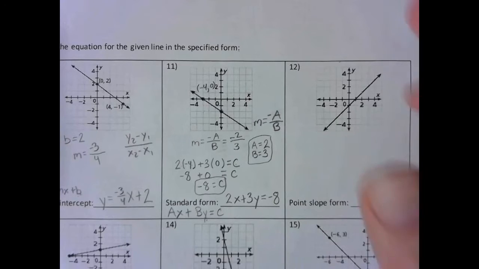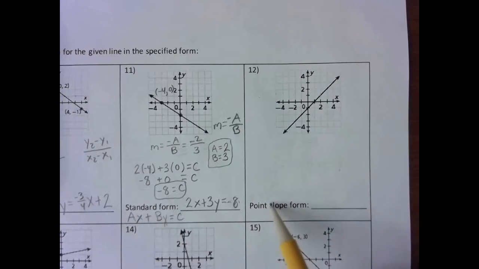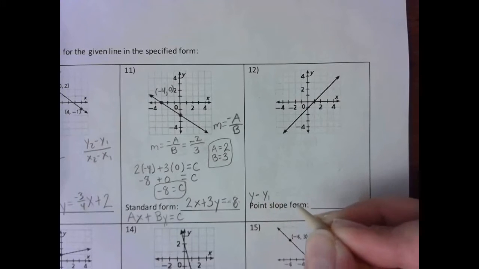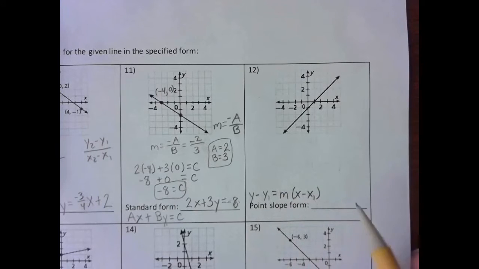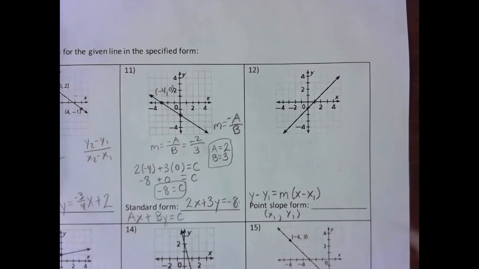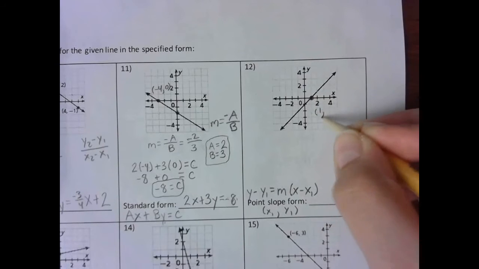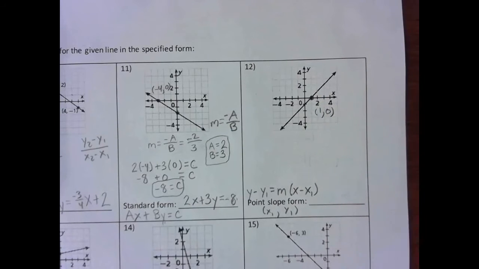Thank goodness, this one's easier. Here's number 12. We're told to put it in point-slope form, which means we need this form: y minus y1 equals m times x minus x1. And remember, one of the points on there is x1 comma y1. That's our point. All right, well, let's find a point on this graph. Personally, I like this point right here. That point is 1 comma 0, because we went to the right one, but we didn't go up or down at all. Fabulous, we got our point.